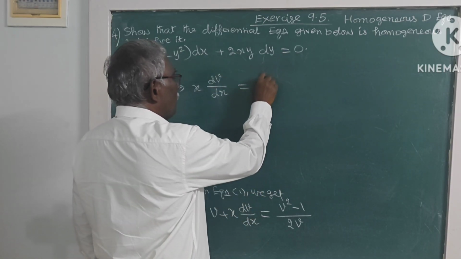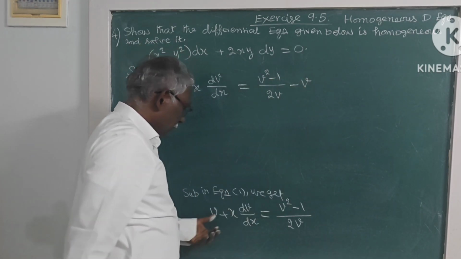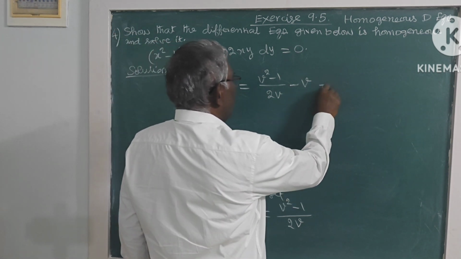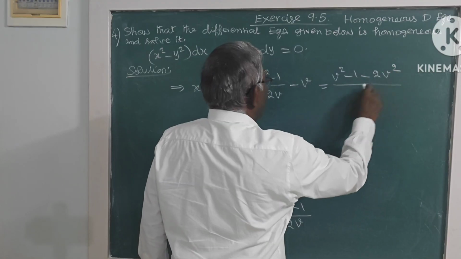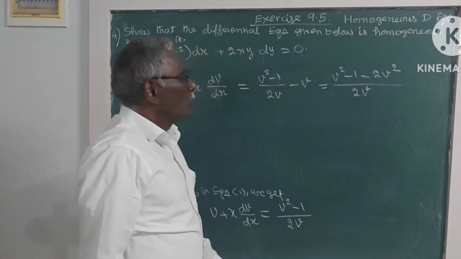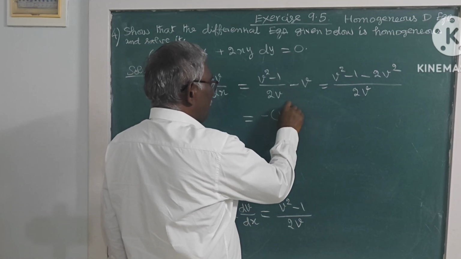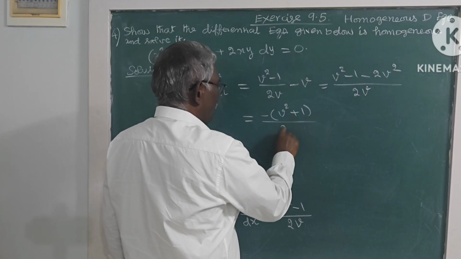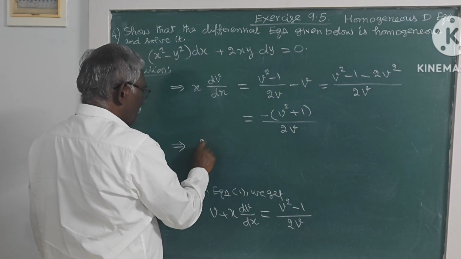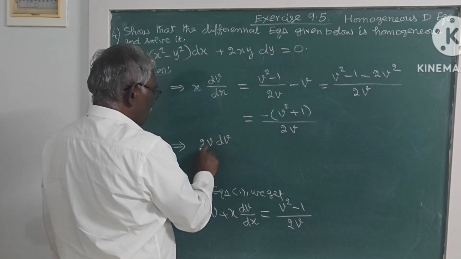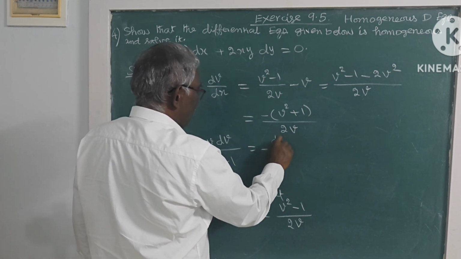v square minus 1 by 2v minus v. So this is equal to v square minus 1 minus 2v square by 2v, which is minus of v square plus 1 by 2v. dv is in the numerator, so 2v dv by v square plus 1 is equal to minus dx by x.